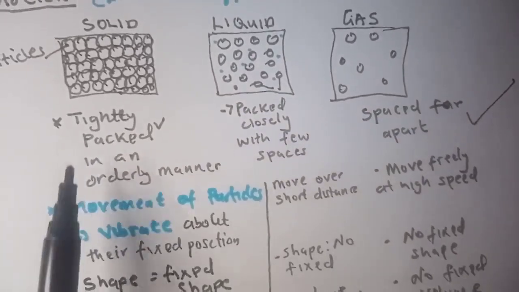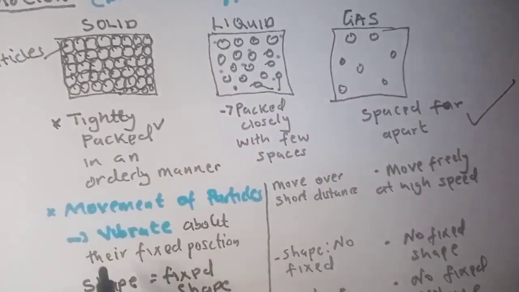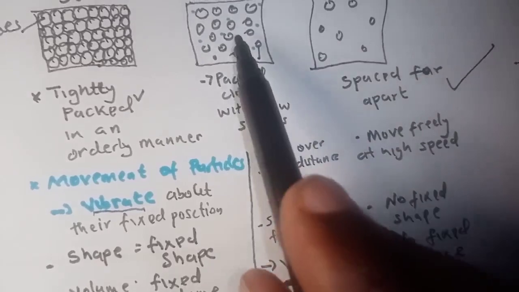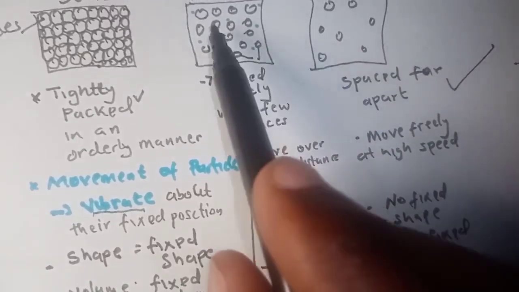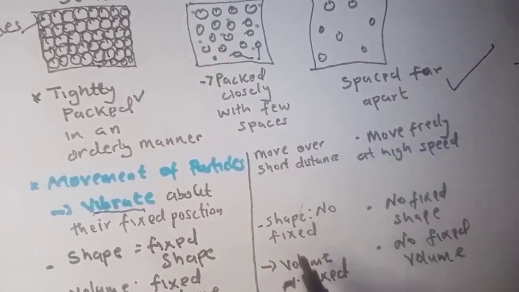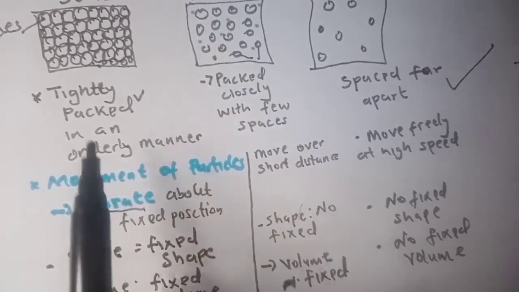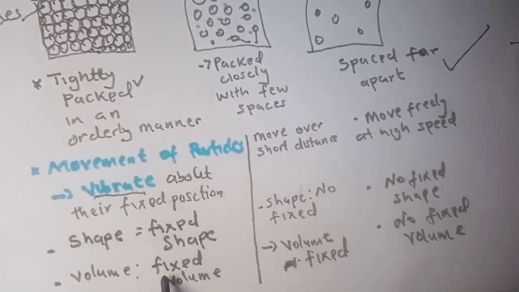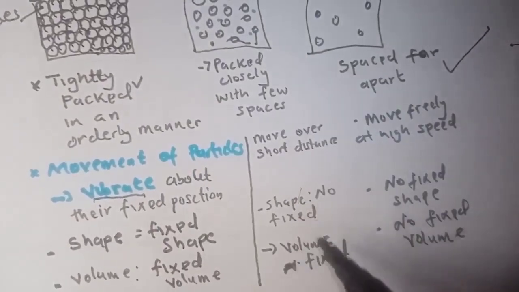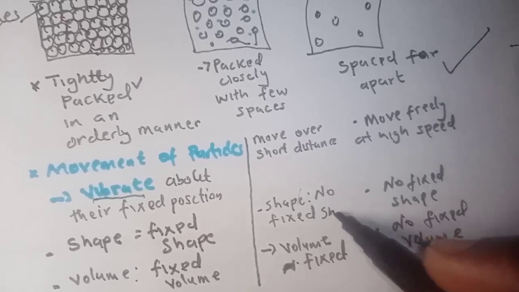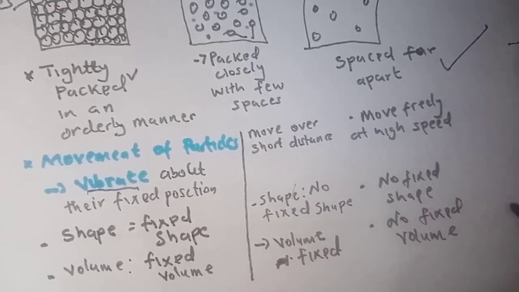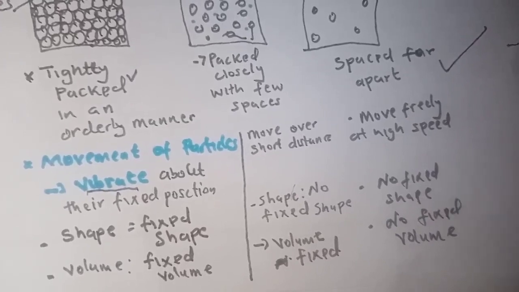Here, because they are tightly packed, the particles do not move. They simply vibrate. But here, because there are few spaces, they can move over short distances. Then the shape: solids have fixed shape and fixed volume. Liquids have no fixed shape but fixed volume. For gases, no fixed shape, no fixed volume.